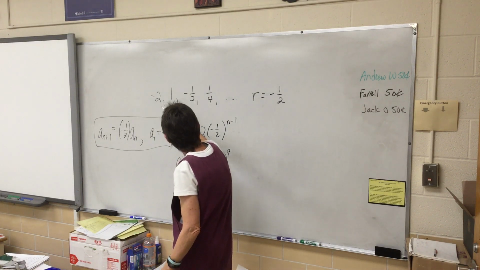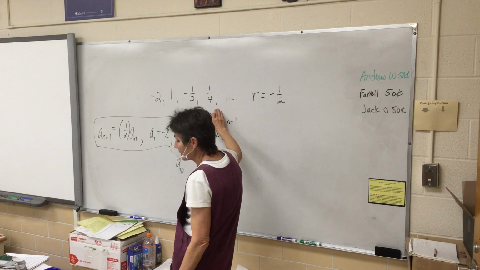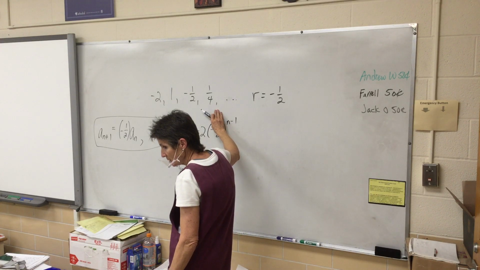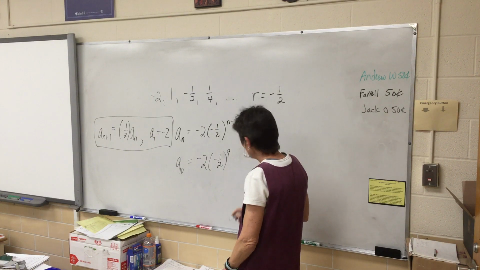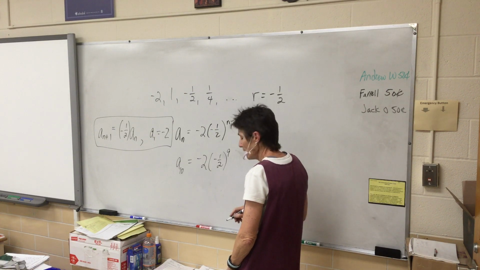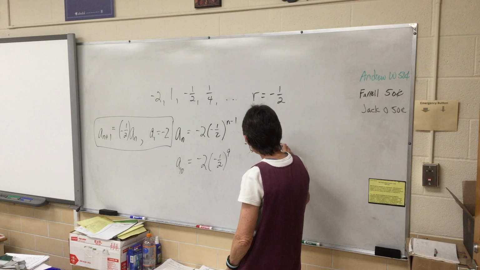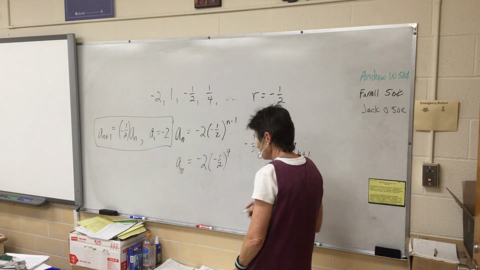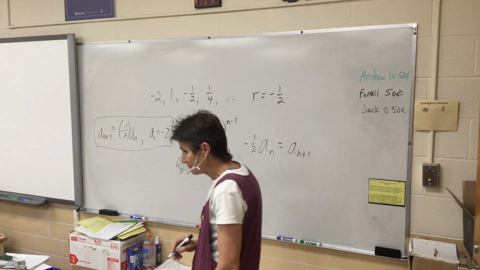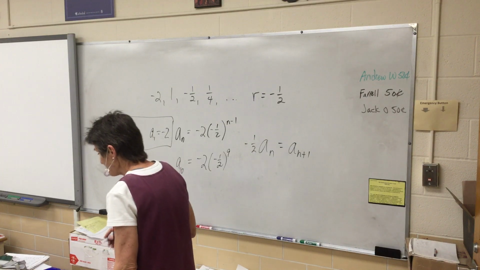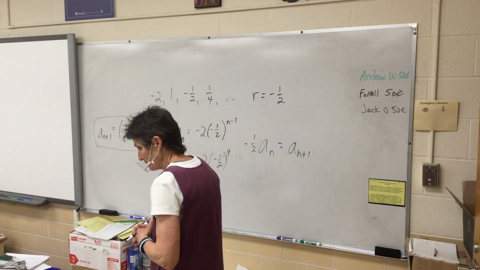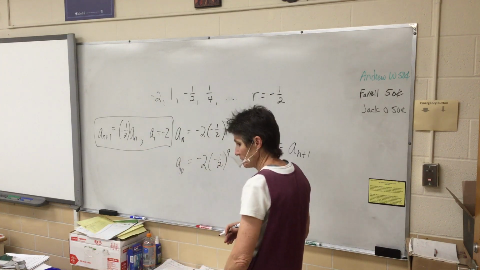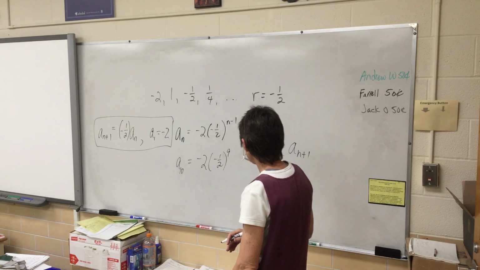Well, when I go from term to term, I multiply by negative 1/2. Right. So if you give me a term, I'll call it a sub n, and I multiply it by negative 1/2, then I'm going to get the next term in the list. And the term that comes after the nth term is the n plus first term. The term that comes after the 6th is the 7th. The term that comes after the nth is the nth plus first, n plus 1 term.